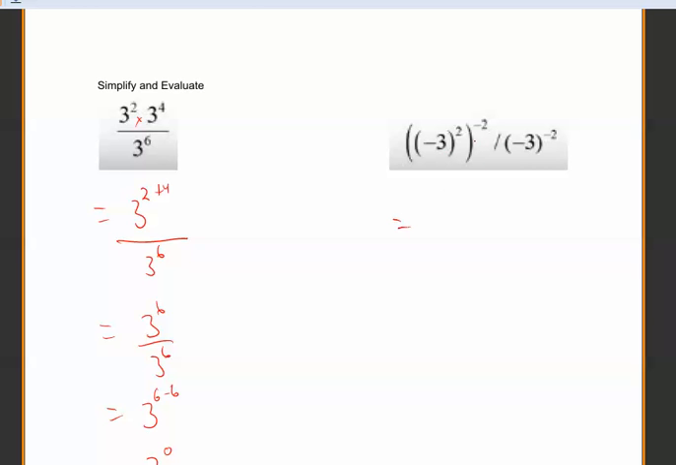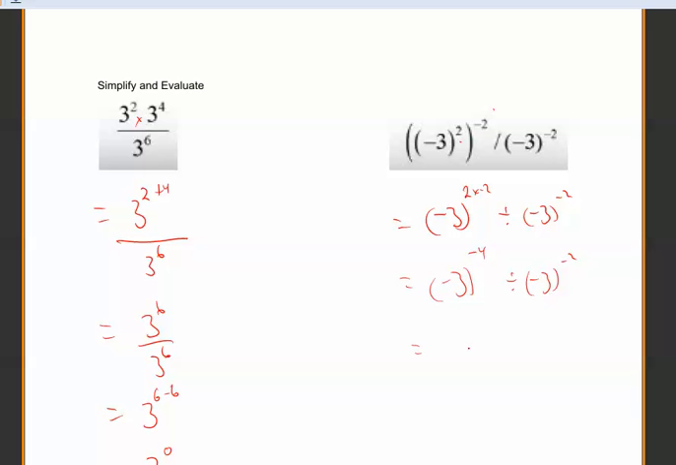-3 stays in brackets. Let's worry about the top of the fraction first here. -3 to the, wait, it's a power to a power, so I'm going to multiply the powers. 2 times -2. Okay, and I still have divided by -3 to the -2. So I've got -3. 2 times -2 is -4. Divided by -3 to the -2. I still need to worry about the brackets. Okay, so I got -3 to the -4.